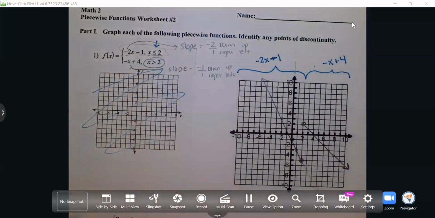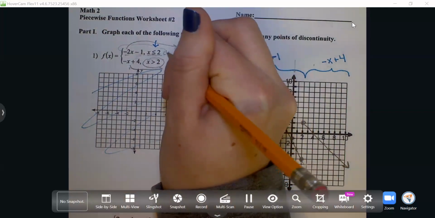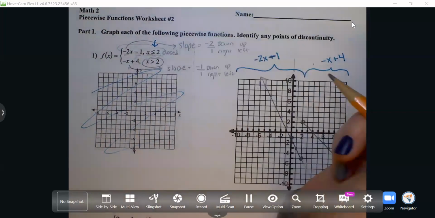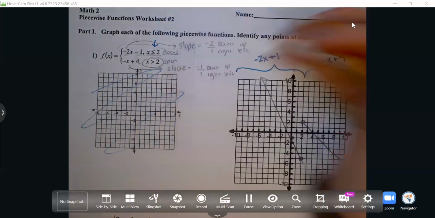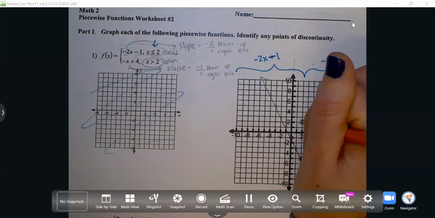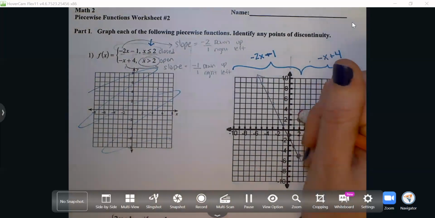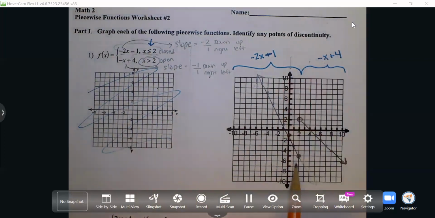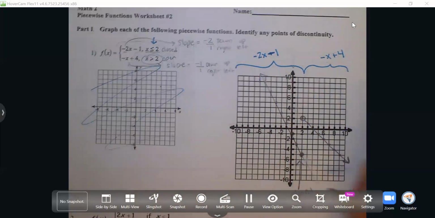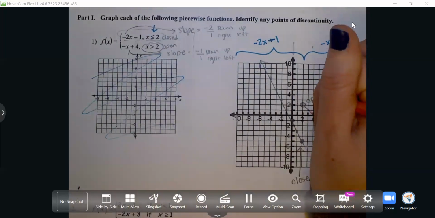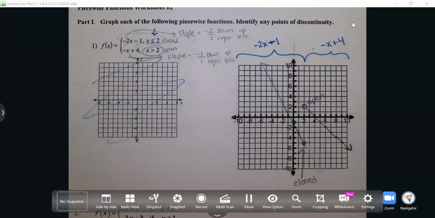The only last thing I want to note is that this is a less than or equal to symbol. That's a closed circle. Whereas this is x is greater than, that's an open circle. So this is an open circle where I don't have anything inside of it. I might even want to erase what's inside of it. And this is a closed circle. Closed versus open. All right, let's try another one.